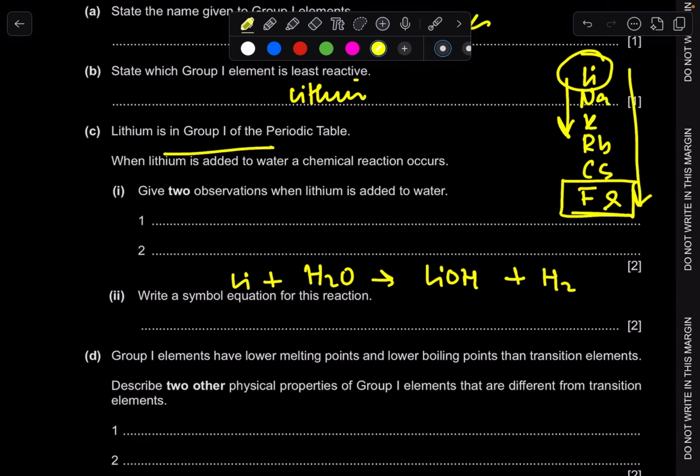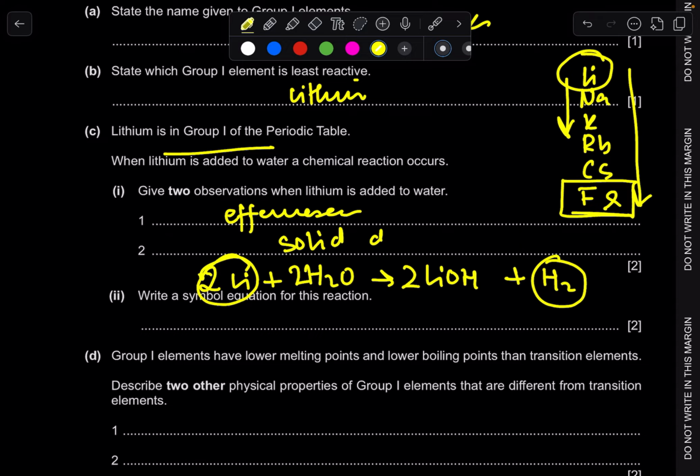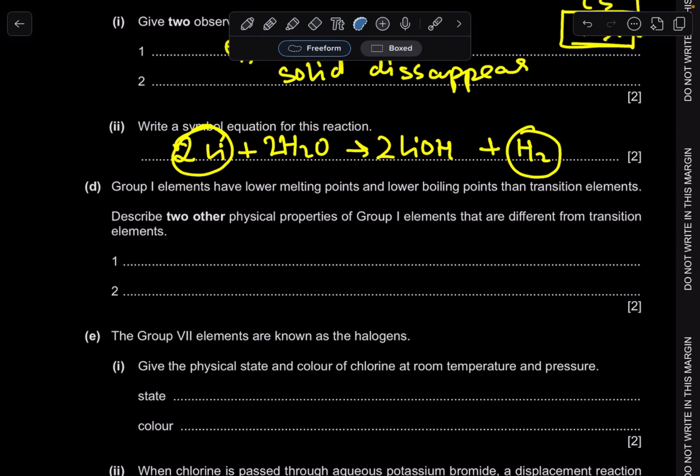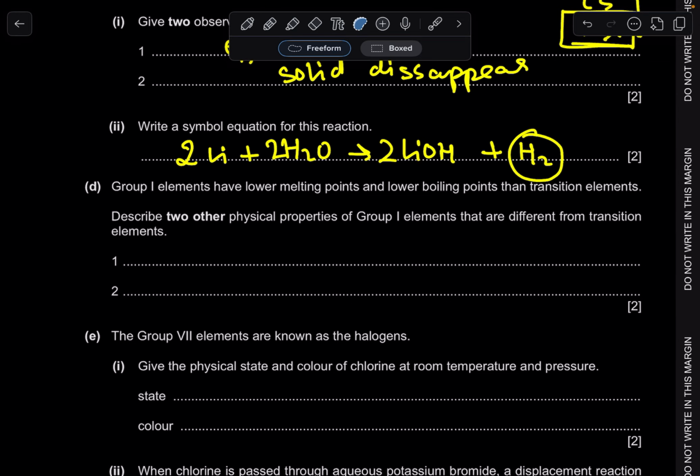Now, one thing you need to know is that you're forming a gas. So what are you going to see? You're going to see effervescence, and you're adding a solid lithium to it. The solid is going to disappear. Okay, disappear. Write a simple equation for this reaction. We've just written it down. Pick it up, paste it here, remove the excess things.